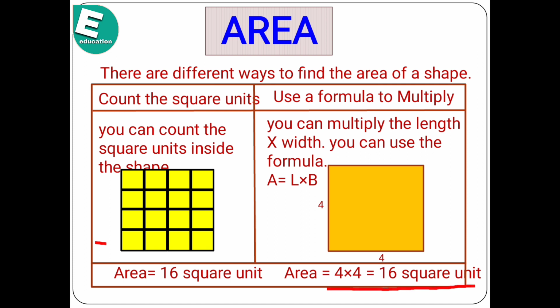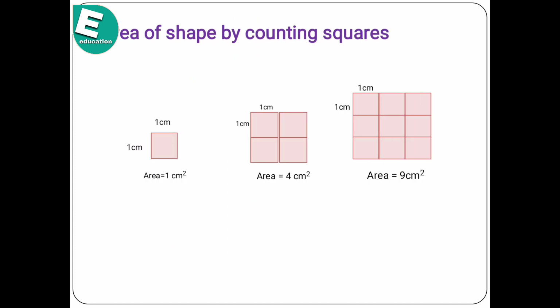In order to find an area value using the grid method, we need to know the size that a grid square represents. This example uses centimeter. Here is 1 square, so area is 1 centimeter square. In this, 4 squares are there, so area is 4 centimeter square. And in the last, here it is 9 squares, so area is 9 centimeter square. This same method applies for any unit of length or distance. You can take inches, meter, miles, feet also.